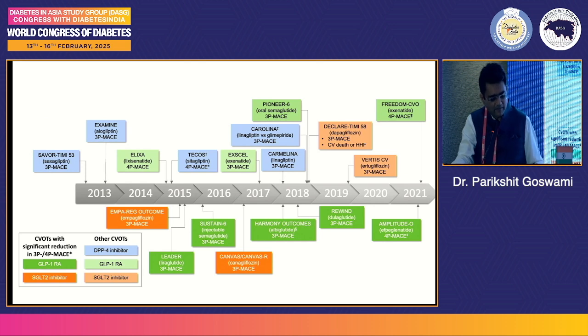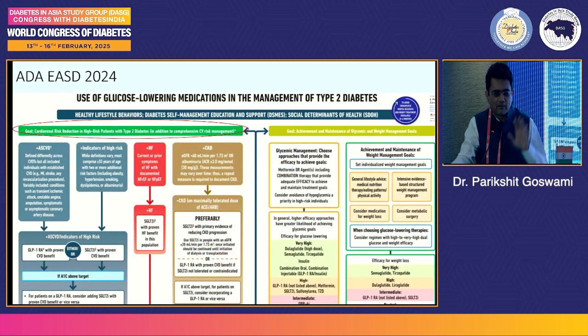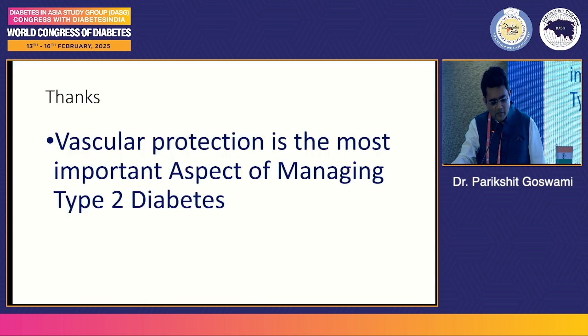I'm not going to go into detail. You all know that data. So vascular protection is the mantra to help our patients. And most of the guidelines, now this is the ADA-EASD consensus statement, say that ASCVD, risk factors, heart failure, and CKD are the target. And afterwards, you have to think about glycemic management and weight management. So vascular protection is the most important aspect of managing type 2 diabetes.